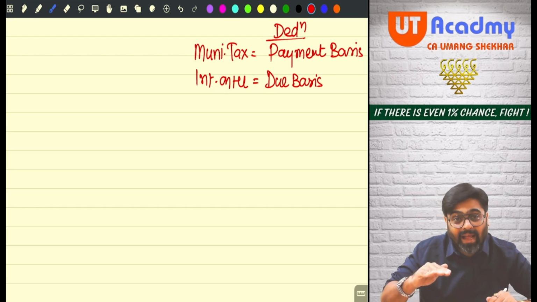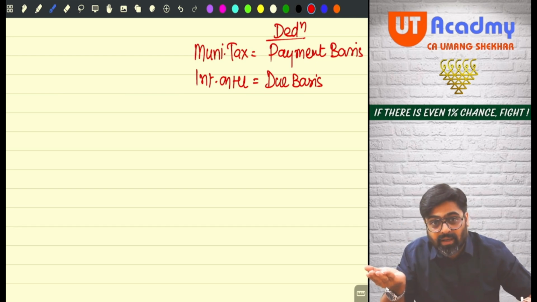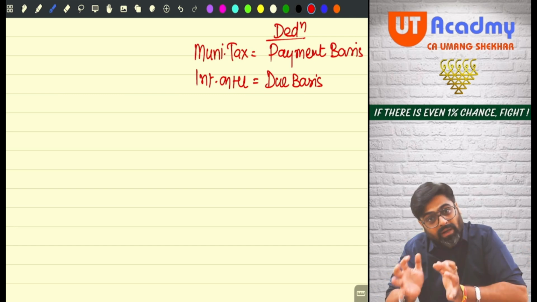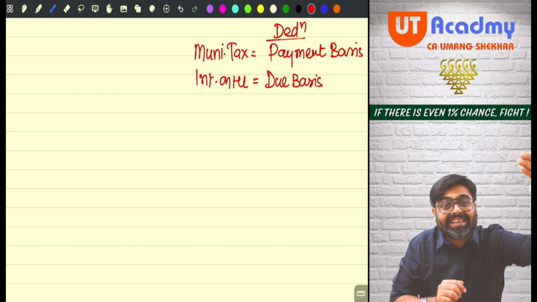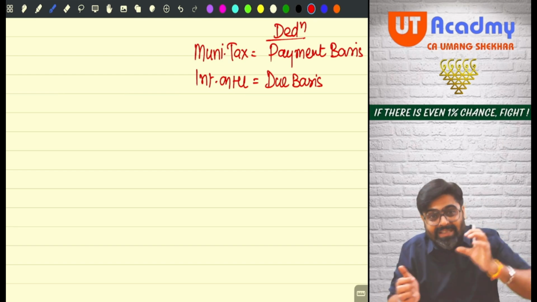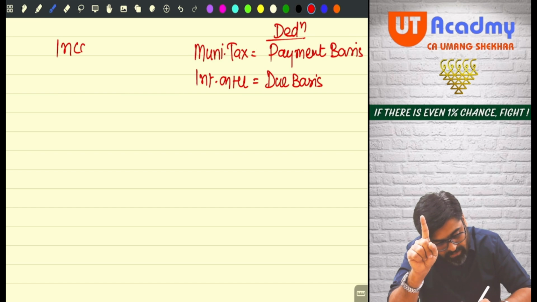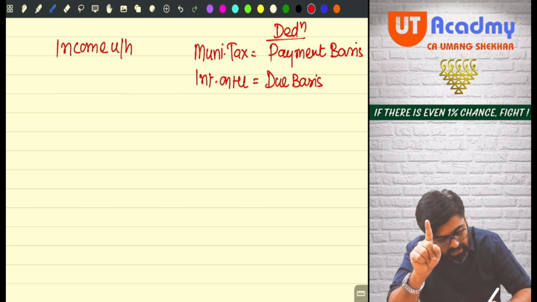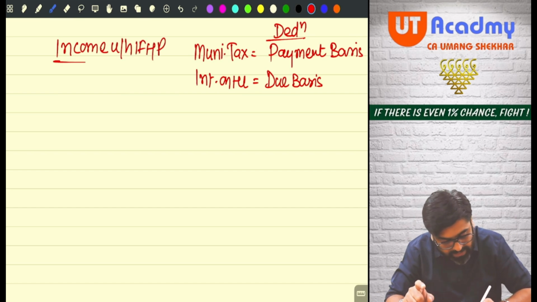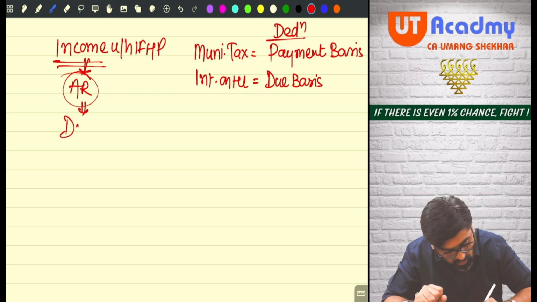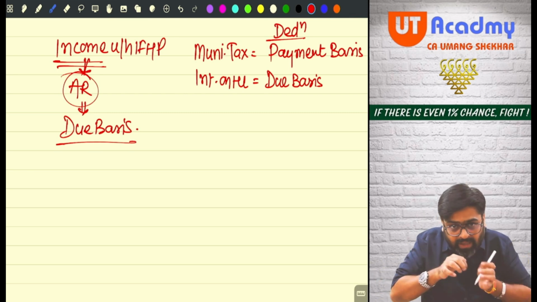Whatever actual rent for the let out period is there, whether you have received it or it is still receivable, for that entire period, whatever rent becomes due is taken as income to calculate your annual value. So the income under the head income from house property is the actual rent which is considered to calculate the annual value. This income is taken on what basis? Due basis, meaning received as well as receivable.